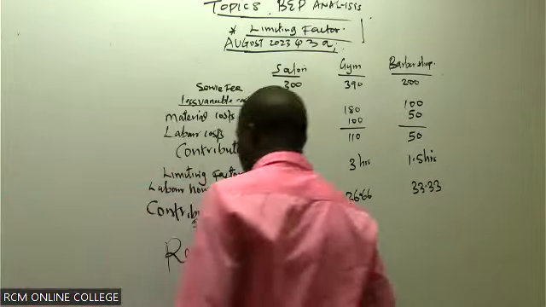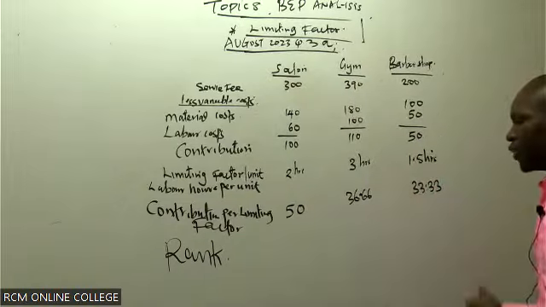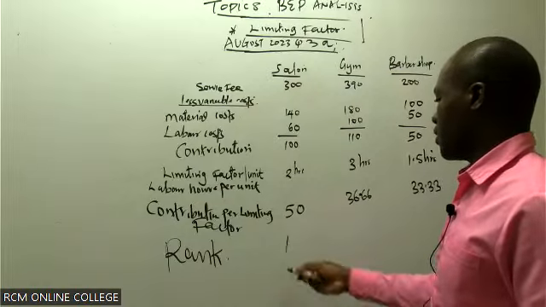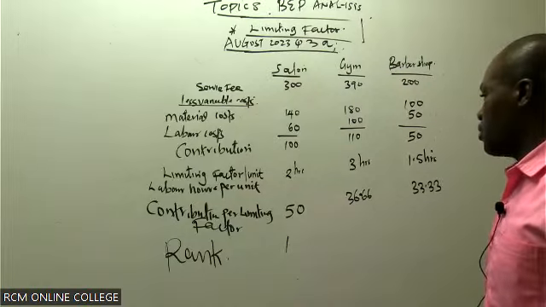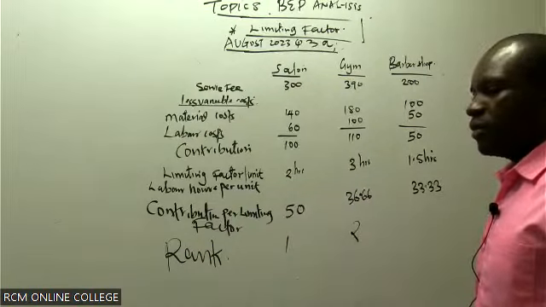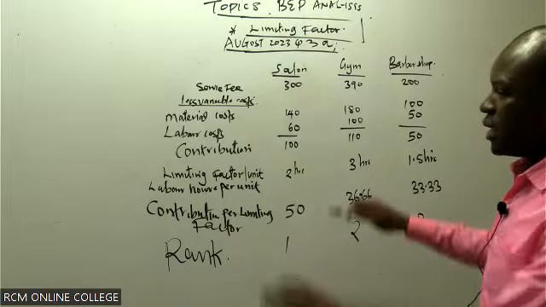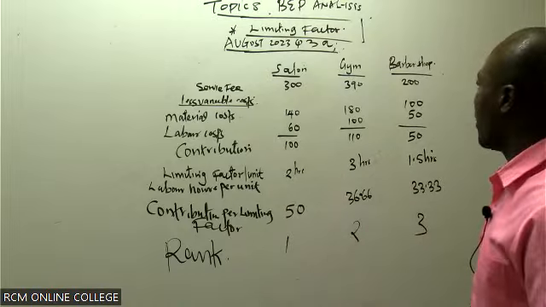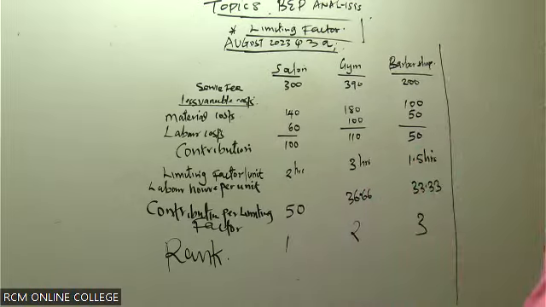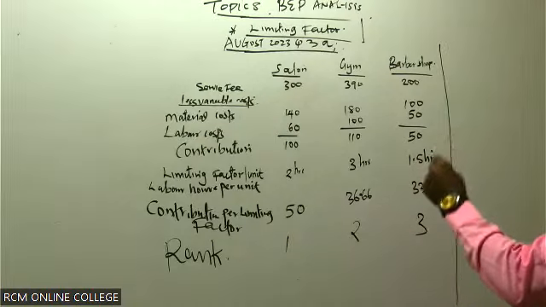Let's do the ranking. Which one will be number 1? The higher the value, the better for the company. So which one will be number 1? This one here, is it? Then number 2, this one here. Then number 3, the last one here. That's how we do it all through. Now, having done that, I've known number 1, number 2, number 3.